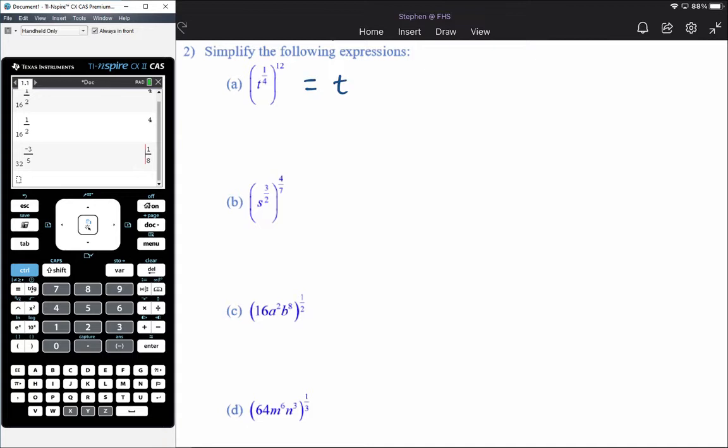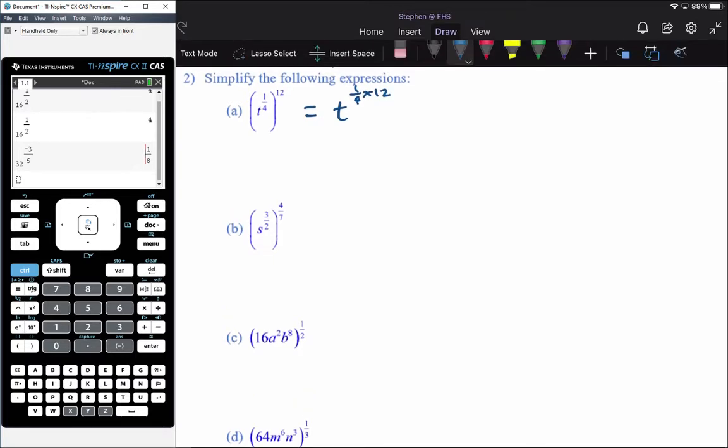So we're going to keep the same base. The power is now going to be 1/4 times 12. Now, if you like, you can actually do a calculation on the side. 1/4 times 12 is going to equal 12/4, which is going to equal 3. So t to the power of a quarter times 12 is actually just t cubed. Excellent. Moving on to the next one.